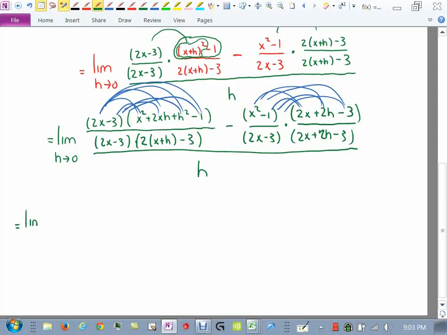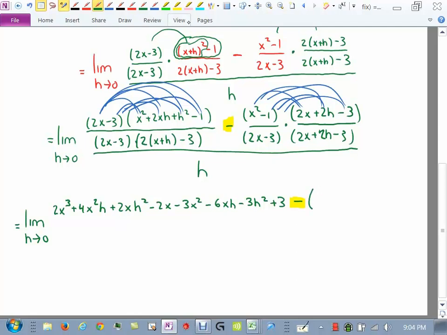We should have a 2x cubed plus 4x squared h plus 2xh squared minus 2x minus 3x squared minus 6xh minus 3h squared plus 3, and then minus, here's where that minus came in. So I'm at this point right here. Minus, I'm going to probably run out of room here. In parentheses, I'm going to put it all in parentheses because I have to subtract it all.